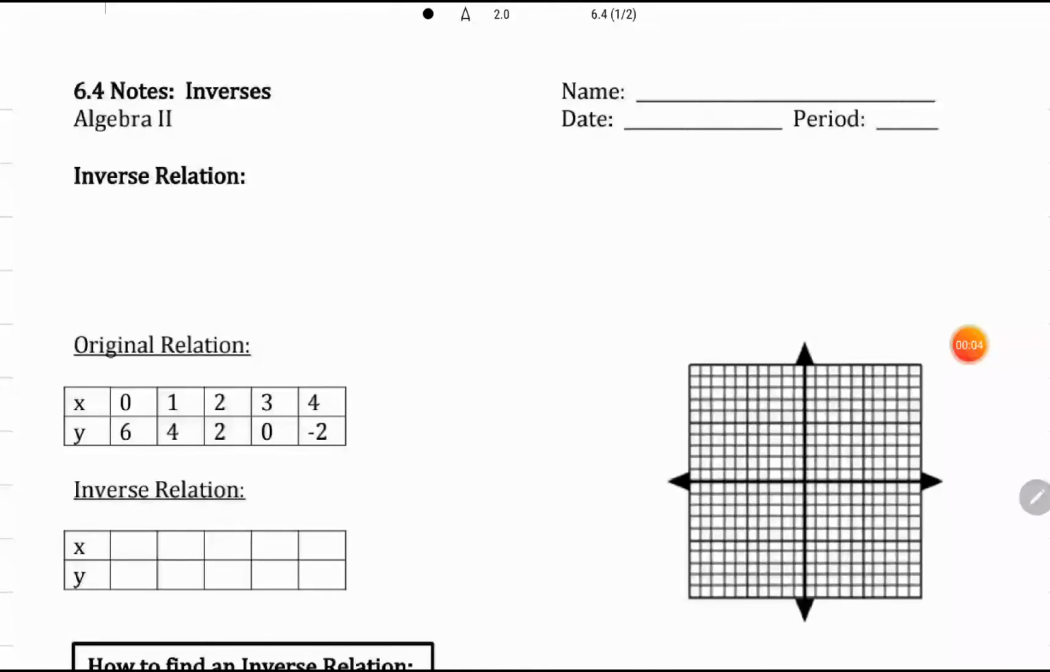Doing some math. Today we'll be working with inverse functions, or just inverses in general.